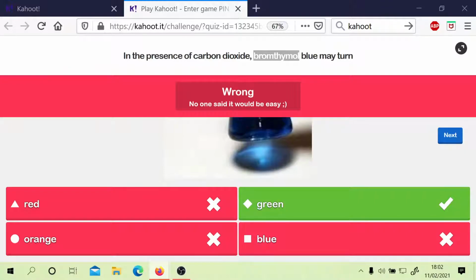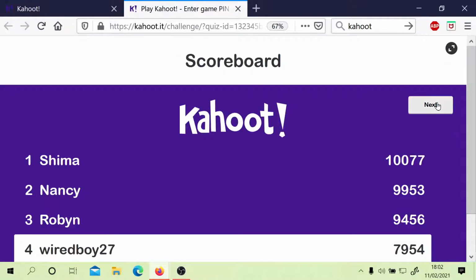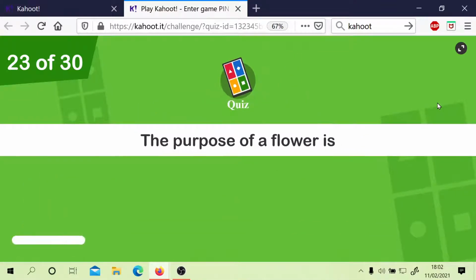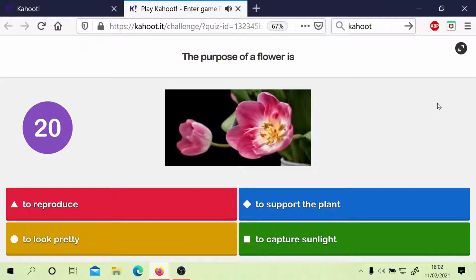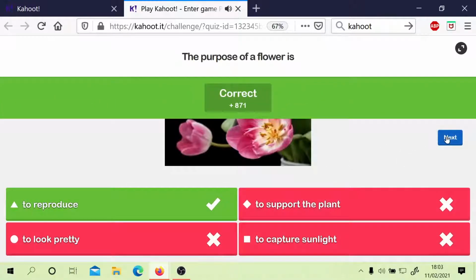Huh. Wow, it looks good. It looks cool. Yeah, it links to litmus paper. I think it's like litmus paper, but more advanced. That's what it looks like. Right, the purpose of a flower: reproduction.